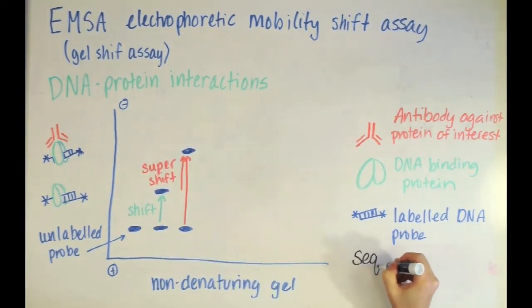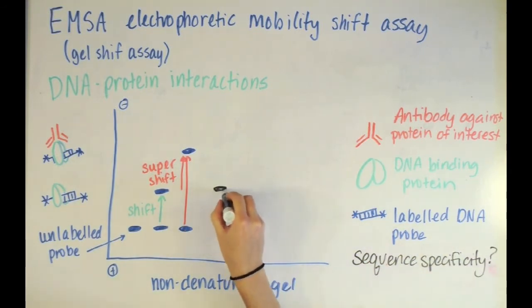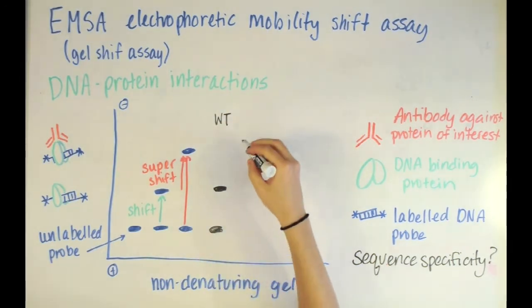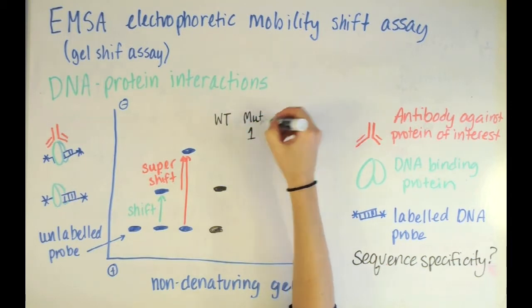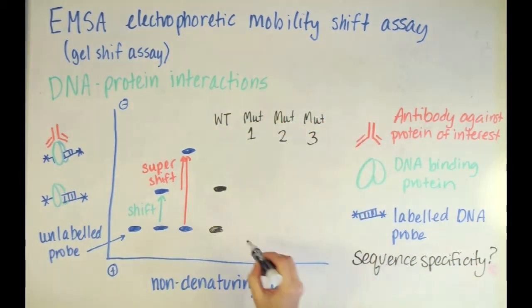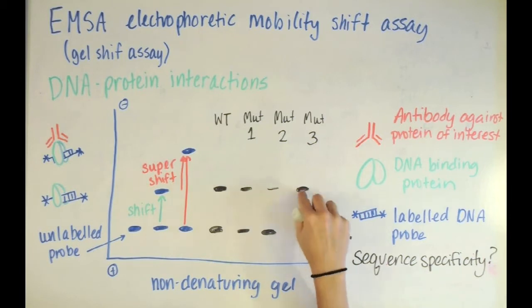What if you're interested in the sequence specificity of the binding interaction? It's possible to determine a consensus binding sequence, or you might want to determine how a mutation affects the binding of that protein to your DNA sequence. For example, you might compare the binding affinity of a wild-type probe with several mutant probes. Here, mutation 2 reduces binding of the probe in comparison to wild-type, but mutant probes 1 and 3 are no different.